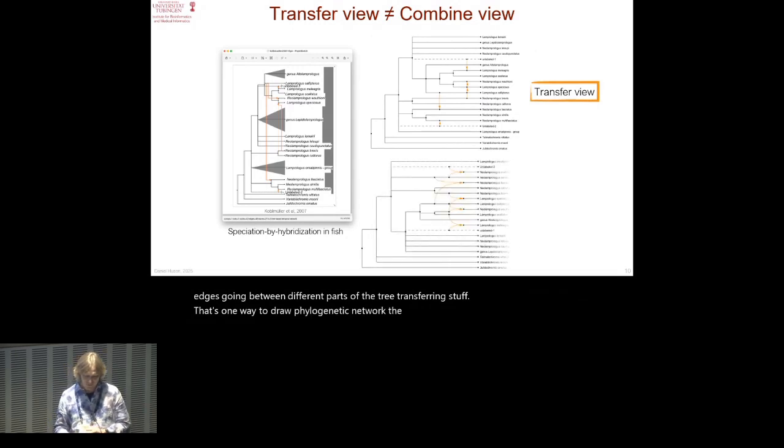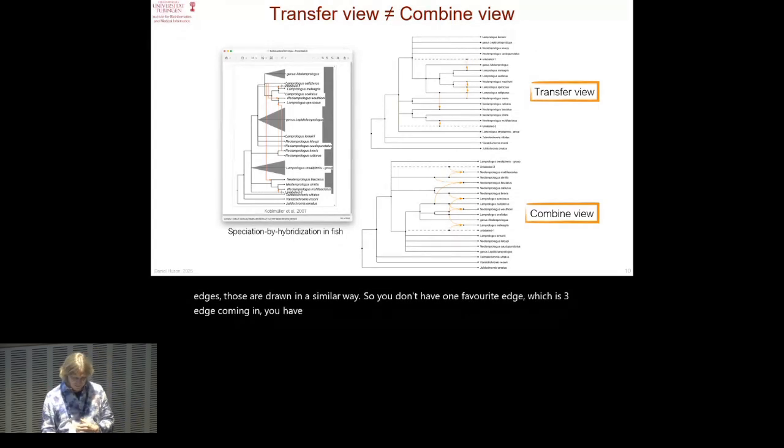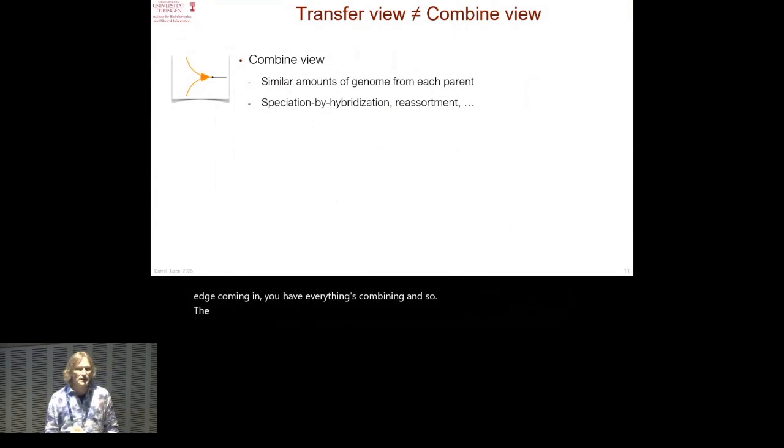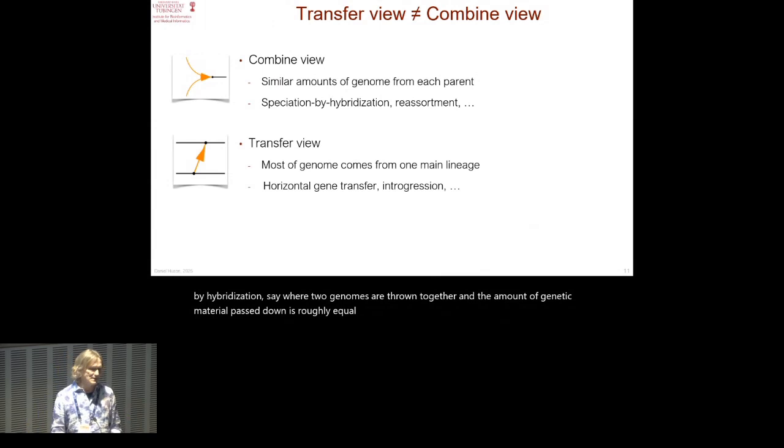The other way, let's call it the combined view. So I'm proposing these terms. Nobody uses these terms yet. Maybe they might catch on, they might not catch on. But in the combined view, when you have a reticulation node with incoming edges, those are drawn in a similar way. So you don't have one favored edge, which is the tree edge coming in. You have everything combining. And so the combined view is something that you'd use when you're trying to represent speciation by hybridization, say, where 2 genomes are thrown together and the amount of genetic material passed down is roughly equal, whereas a transfer view is that situation, horizontal gene transfer, where you've got mainly one genome coming down one of the edges, and you've got a couple of genes coming through the other edge.